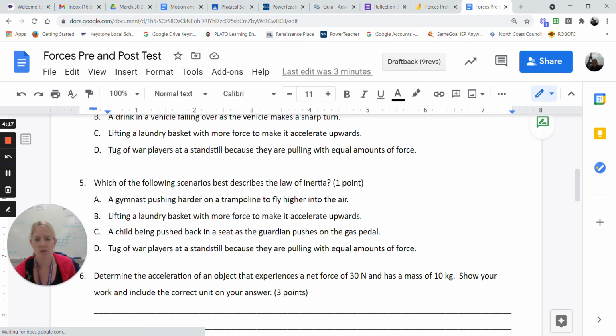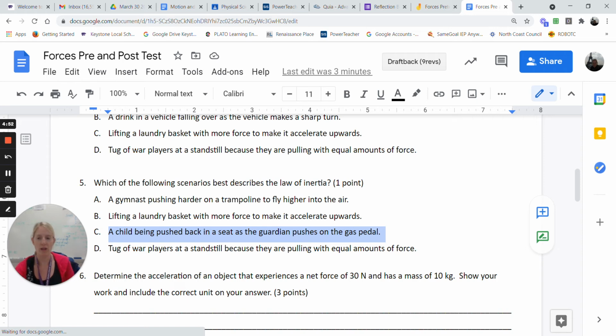So out of the choices you were given, your option C would be your choice because if you are sitting in a car and the person driving pushes on the gas pedal, the car starts to move forward, right? And you're in the car, but your body wants to stay where it was. So that's why you kind of get that little bit of pushback when someone pushes on the gas, especially if it's quickly, right?